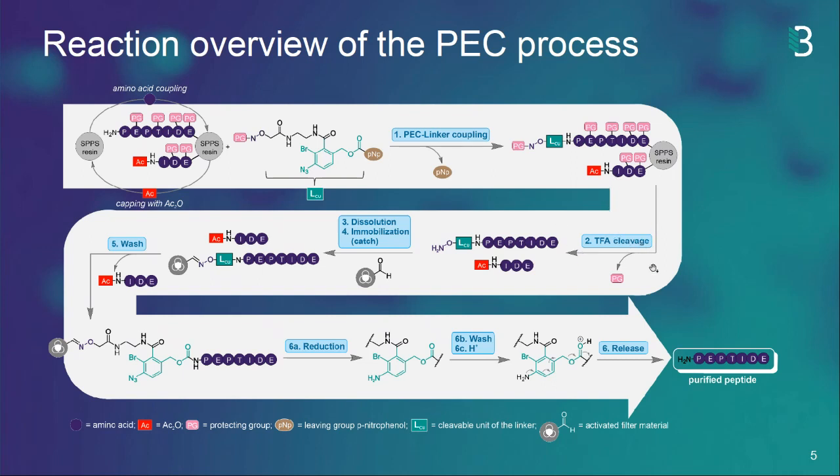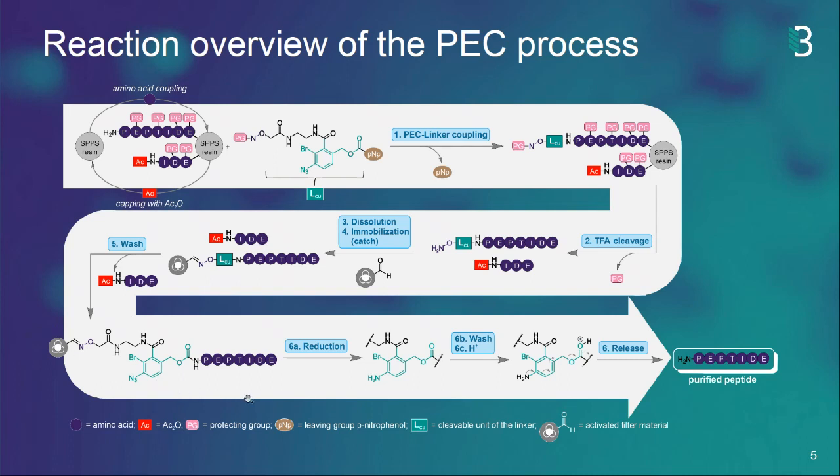Then follows the TFA cleavage, which will release the peptide from the solid support and deprotect the side chains, but also this Boc-protected oxyamine here, which then allows, after dissolution in step 3, the immobilization in step 4 by reaction between the oxyamine and the aldehyde of the filter material in an oxime ligation. Then follows the washing step, where you can wash away all truncations or other SPPS dirt so that only the linker-coupled peptide stays in the cartridge.